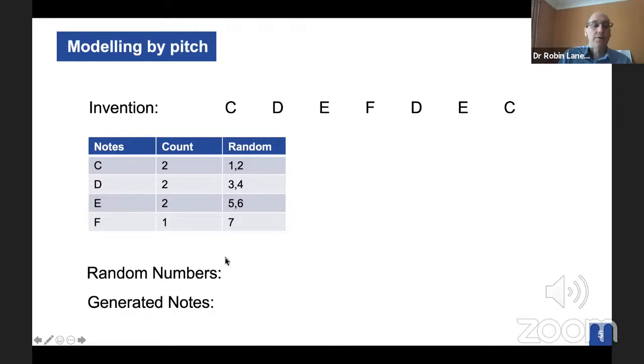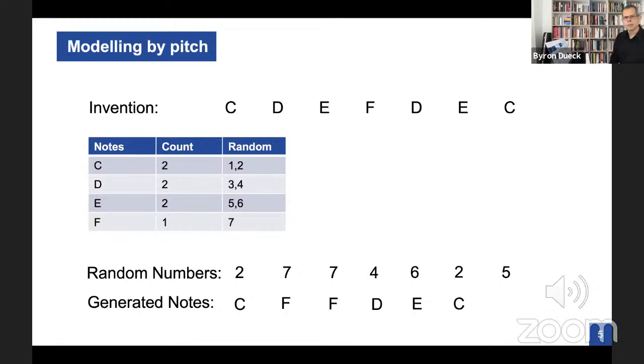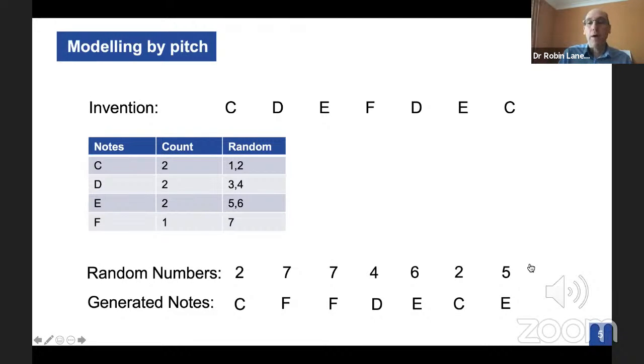Okay, so what happened during that process? I generated a random number. I got a 2. From the table, we can see that the random number 2 maps to C. Generate another random number, 7. From the table, that maps to F. We got another 7, so obviously that's going to map to F. We then had a 4, so that maps to D. We then had a 6, so that maps to E. We then had a 2, that maps to C. And then we had a 5, which maps to E. So I've generated 7 notes based on my model, which was constructed based on Bach's phrase.